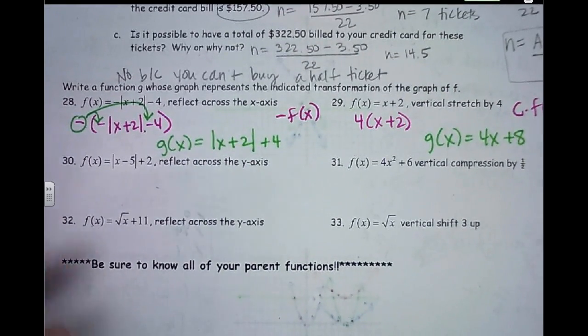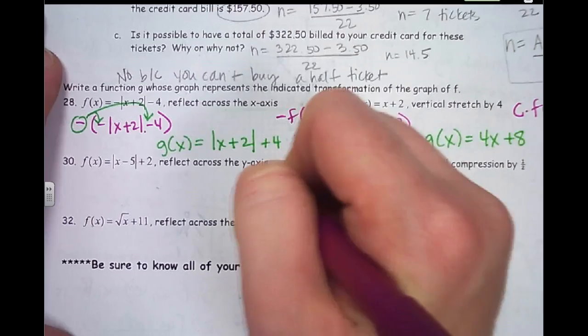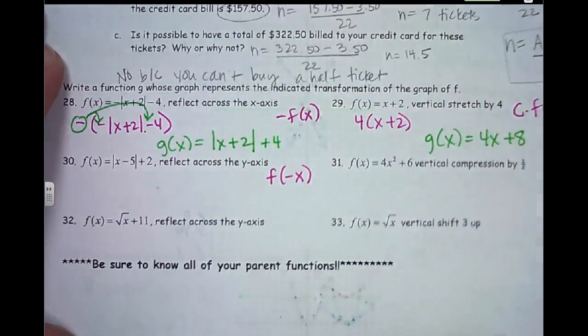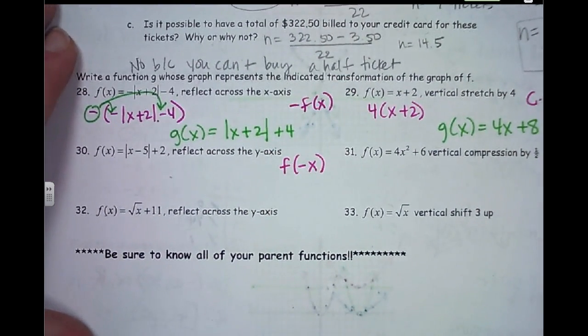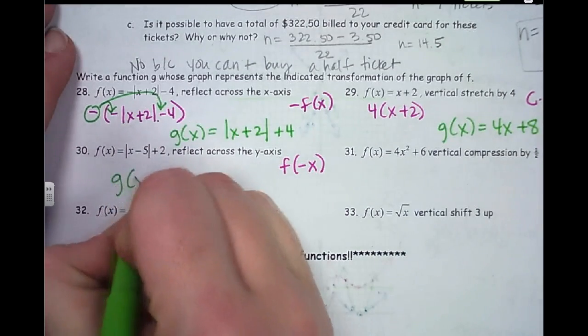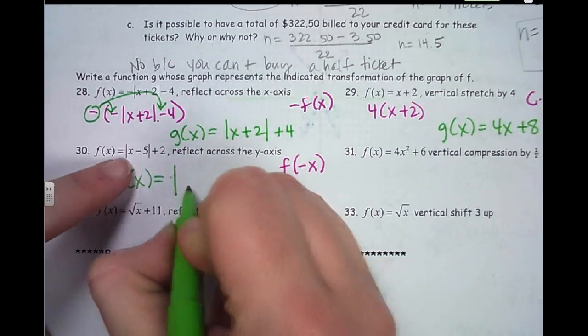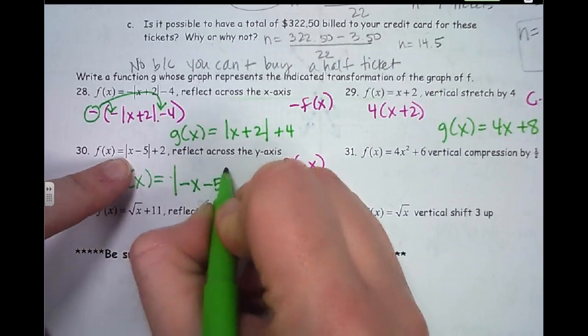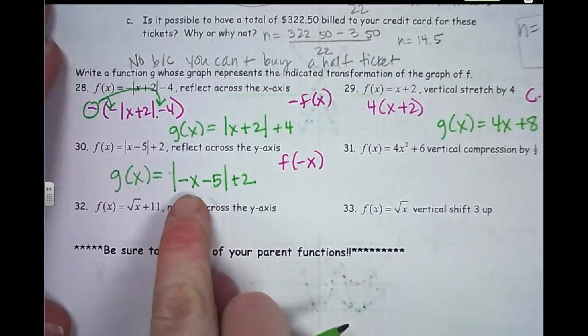Number 30, reflect across the y-axis. So across the y-axis is where it just touches x. Okay, so on the inside, the only thing that changes here, g of x equals, this becomes a negative x minus 5 plus 2. The only thing that changed was the x.